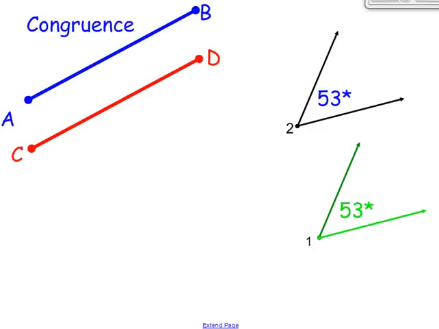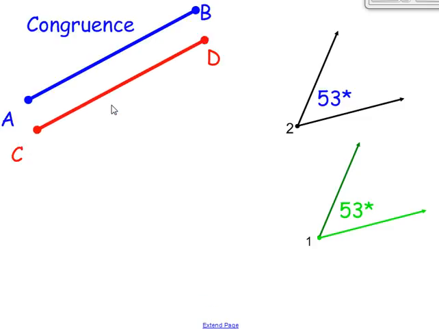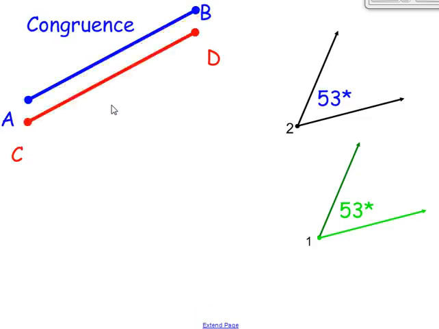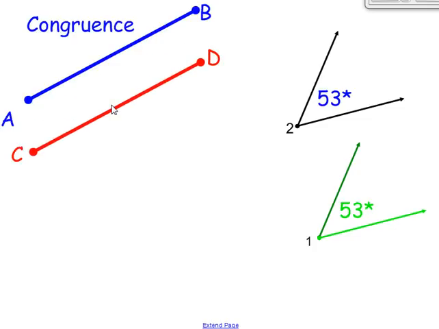In Chapter 1, we talked about congruency of line segments. And we said that two line segments were congruent if their lengths were the same. For instance, I have line segment AB and CD up here. And I can see that AB and CD are in fact the same length there. So those two line segments are congruent.